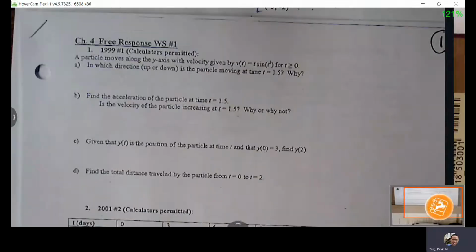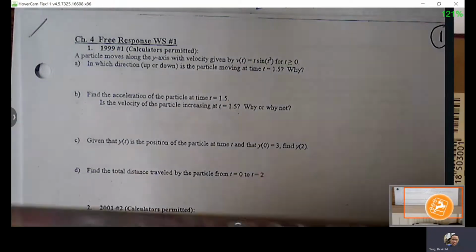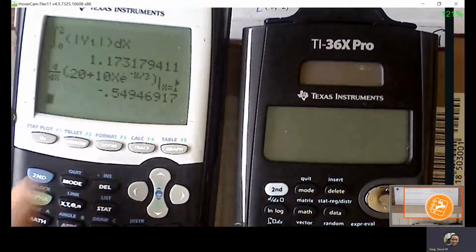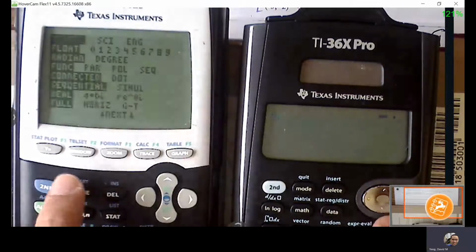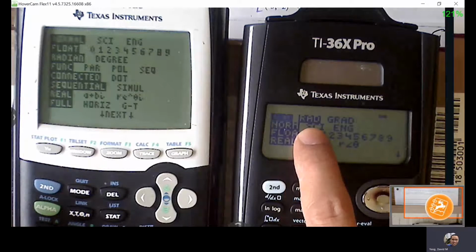Okay, first, make sure that you are in radian mode, either on your graphing calculator or your 36 Pro. So mode, make sure you're in radian mode, and here, mode, make sure you're in radian mode as well.